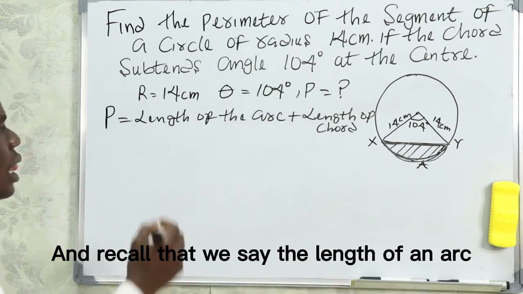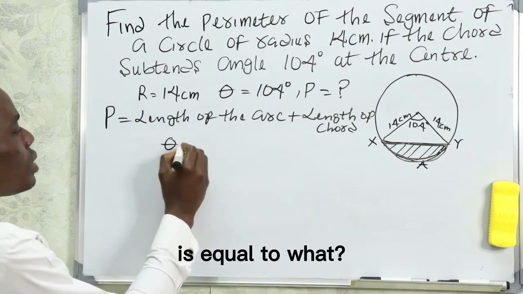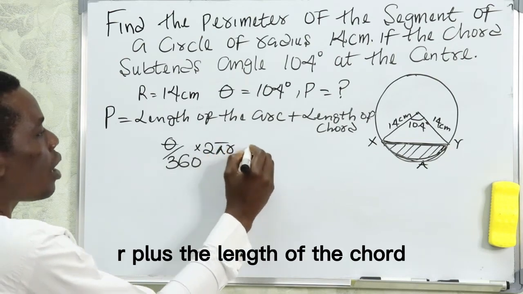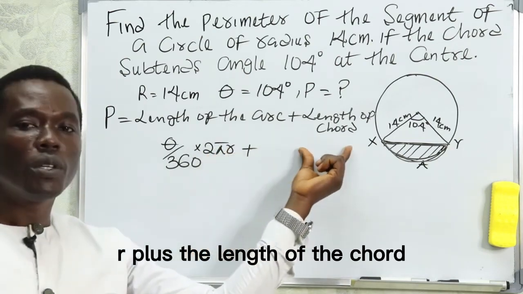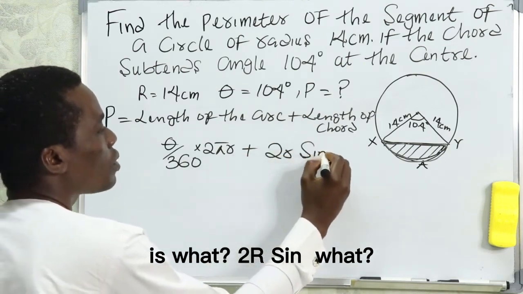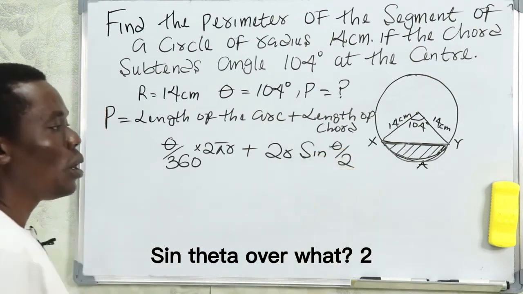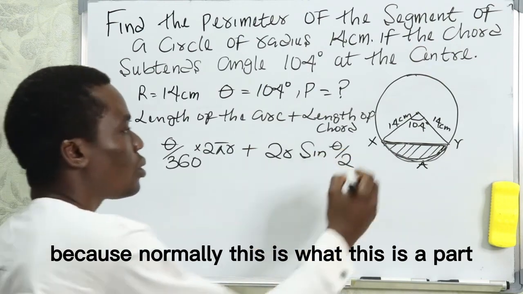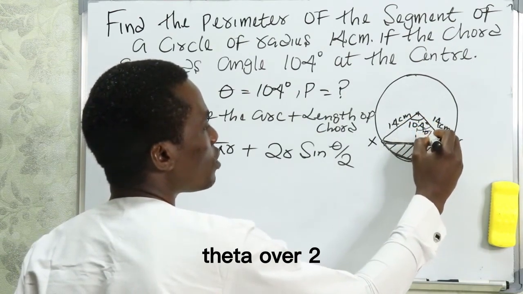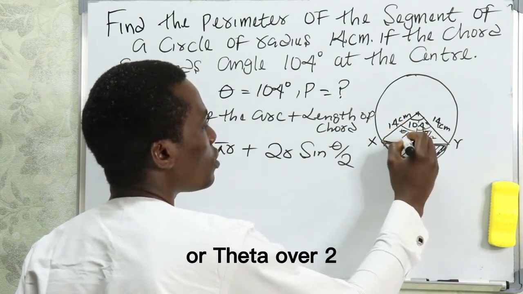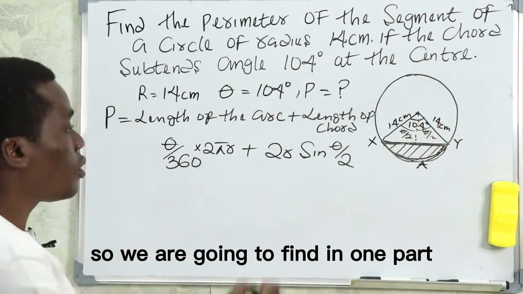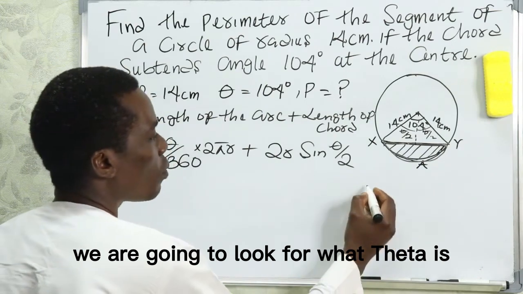So the perimeter of the segment of any circle is equal to that. And recall that the length of an arc is equal to theta over 360 times 2 pi r, plus the length of the chord we derived, which is 2r sine theta over 2. Why is it sine theta over 2? Because normally this part is theta over 2, and this part will be theta over 2. So this time around we are given the whole angle.